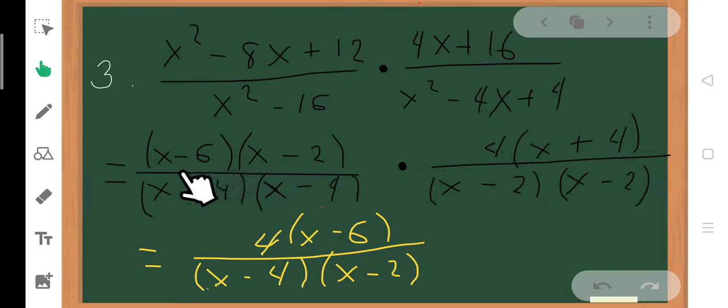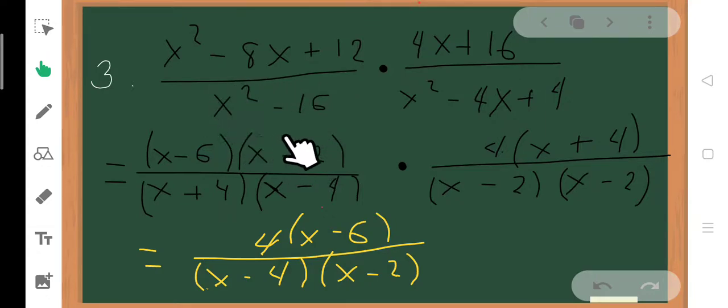Now let's check. x times x, that is x squared. Then negative 6 times negative 2, that is positive 12. And then if we combine negative 6 and negative 2, we get negative 8, the coefficient of the middle term. So every term in this trinomial is satisfied, which means these are the correct factors.